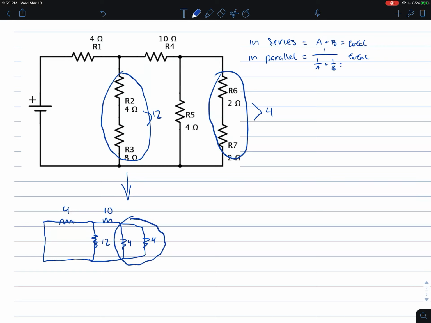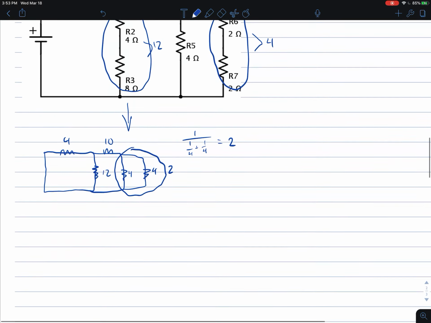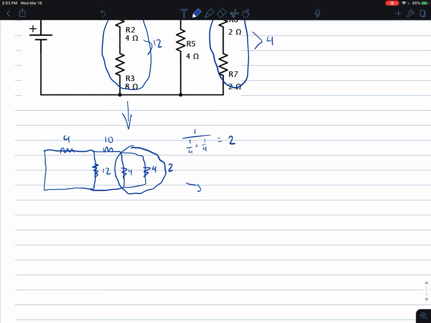You can see this one right here, these are in parallel with each other. So to find out what this section is, you can do 1 over 4 plus 1 over 4. Let me put that in my calculator real quick. You get 2. So these two together equal 2. So once again, you can redraw this like so. Sorry, my hand's shaky. So you'd get 12 here, 4 here.